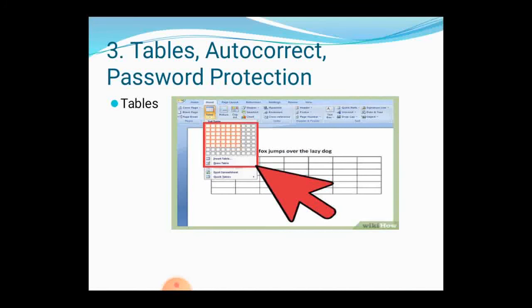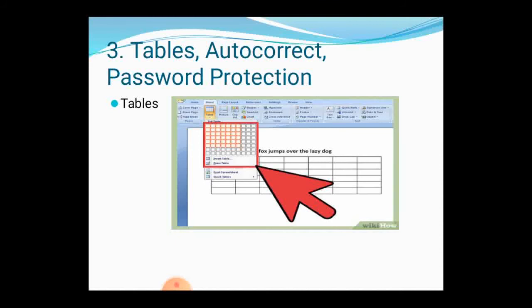Next thing: tables, autocorrect and password protection. So the third topic is tables. So what is a table? A table is a form having rows and columns. A table will detail your data in the grid form, and it is useful for you to enhance your document.